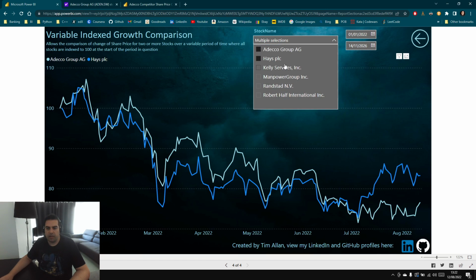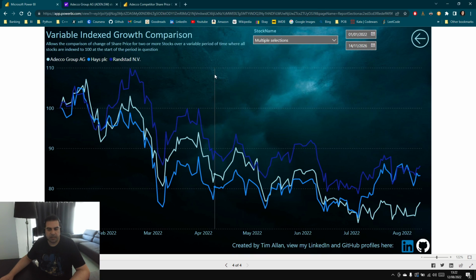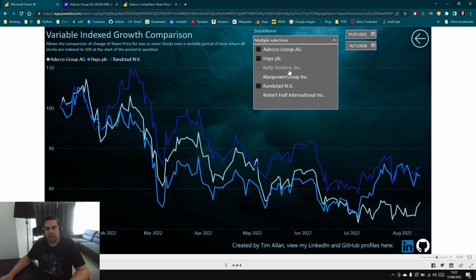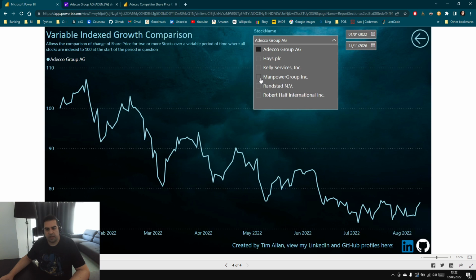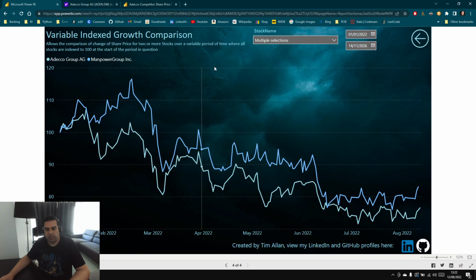If I want, I can add additional shares, but it does get a little bit busy and chaotic, so I always like to keep it at two. For me, I'm always looking at Adecco and comparing it with other competitors. So let's have a look at Manpower. So yeah, Manpower outperforming Adecco fairly consistently.